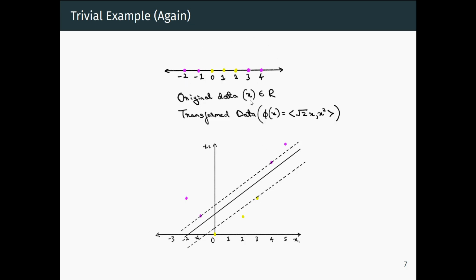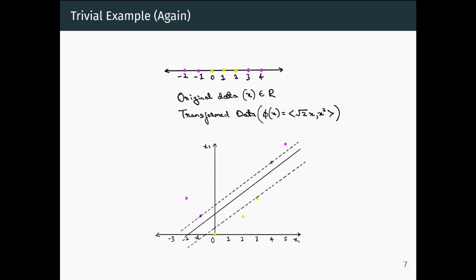So the original data is x, which is in R1. The transformed data is phi of x, where you create two features now. Those features are x1 and x2, where x1 is root 2 times x and x2, or y, is x squared. Notice in the previous examples we were always retaining the original dimension. But in this case, we are not retaining the original dimension. We have modified the original dimension into two new dimensions, root 2x and x squared.